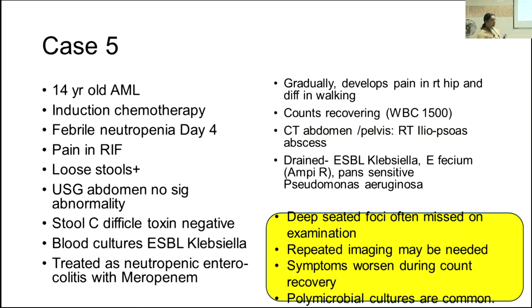Repeated imaging will be required in these patients, and especially during count recovery, their symptoms will classically worsen. So we have to have a high index of suspicion at that point. And you will often see a lot of polymicrobial cultures. It is common in these children. So in these patients, you will have to keep covering for a lot of things.